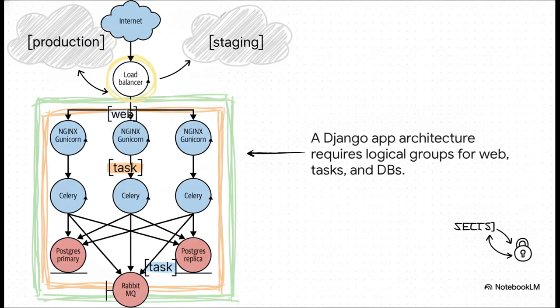Using everything we've just talked about, we'd create groups: a LB group, a web group, task, and DB. We could then create parent groups like production and staging to manage those environments separately. And then we'd use group vars to define different settings like database passwords for each environment. It becomes a perfect map of our application structure.